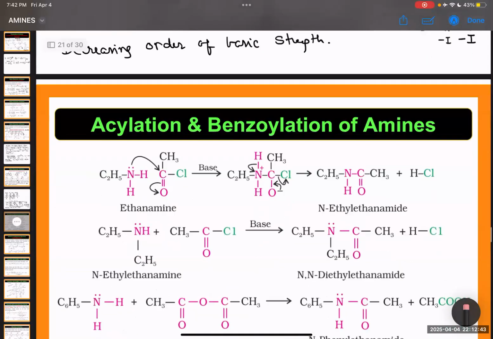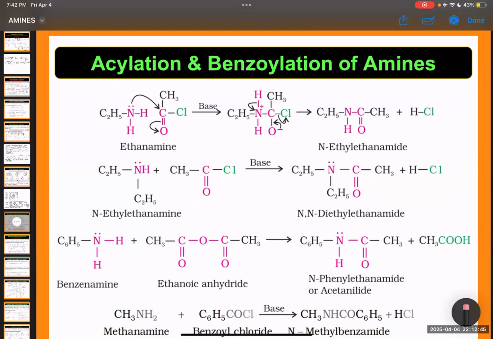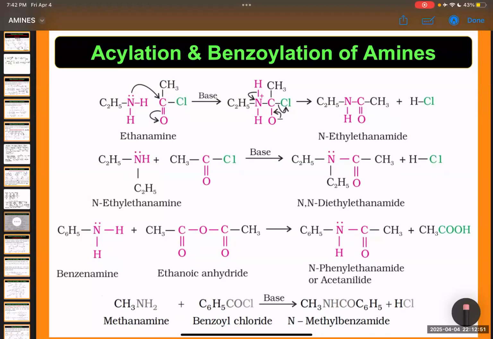Now next reaction is acylation and benzoylation of amines. This also plays a very important role. And I told you there are two functional groups which can undergo acylation or benzoylation, and they are alcohol and amine. Alcohol and amine can undergo acylation or benzoylation. Acylation means putting acyl group. Acyl is COCH3. And benzoylation is COPh, benzoyl group, attaching benzoyl group in place of hydrogen.